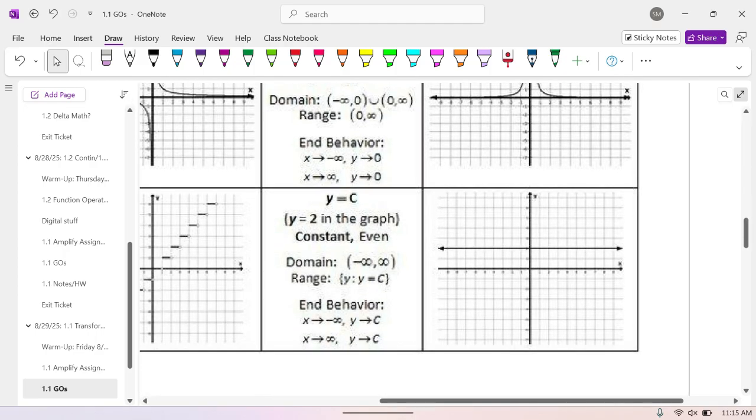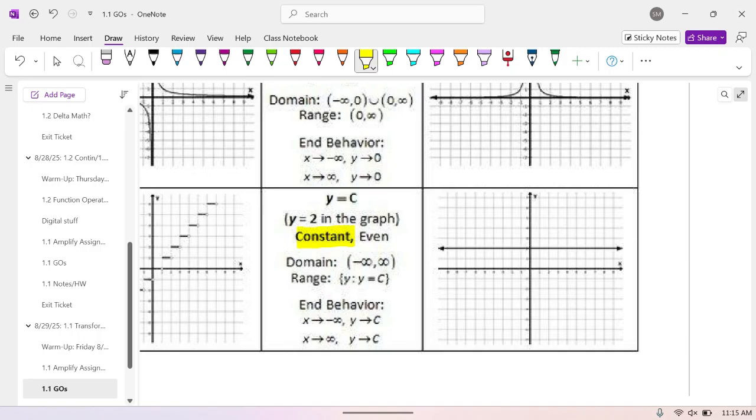And then lastly is the constant. Remember, a constant function is just any function where y equals some number. So it doesn't necessarily have a parent form, since that number could be any number. It just means it's going to be a horizontal line. That's all the graph is going to look like.